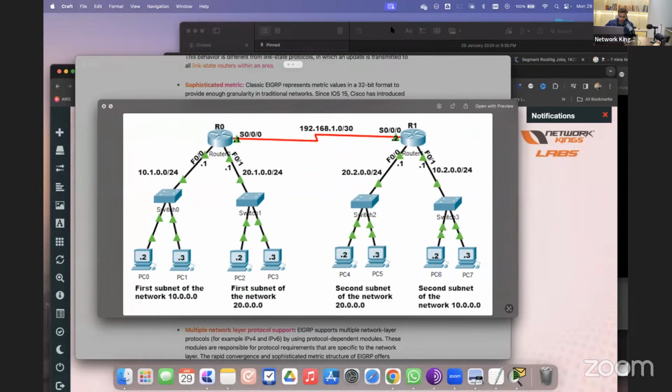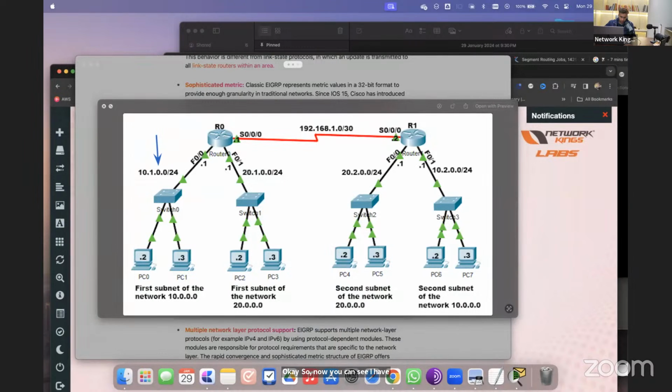Now you can see I have the 10 network here on router 0. I have router 1 also with the 10 network, but they are subnetted. If a router does not support VLSM and EIGRP is running auto summary, what will happen? If I share 10 with router 1, this network will go as 10.0.0.0. By default, it is /8. It is coming from EIGRP.